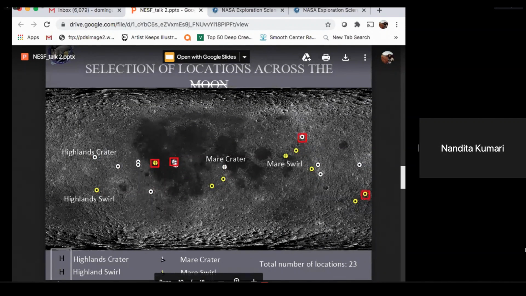Okay. So this is not showing correctly, but anyway, these are the locations that I took across the lunar surface: the Highland craters, Highland soils, Mare craters, and Mare soils. The total number of locations I took were 23, and the red squares are the ones that I'm going to discuss today. But I've done the same study on all of them. Next slide, please.